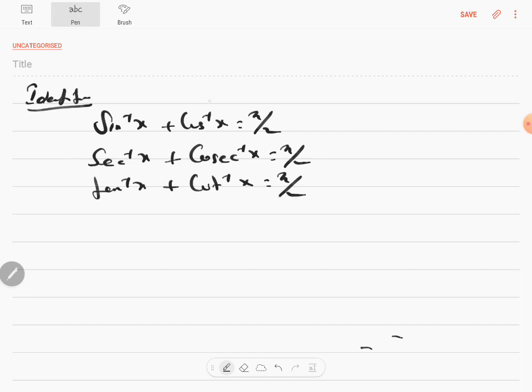You can write sine inverse of x as pi by 2 minus cos inverse of x, and secant inverse as pi by 2 minus cosecant inverse, and so on. Okay, so that's the thing. Next, the identities are over.